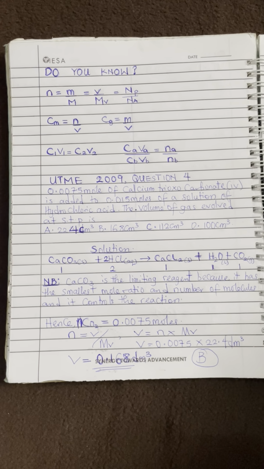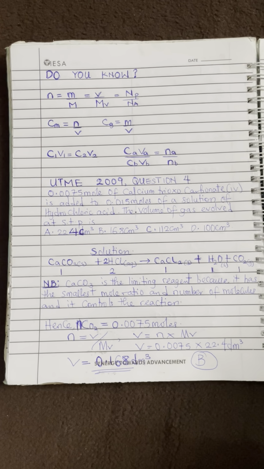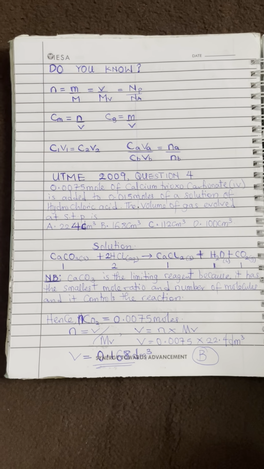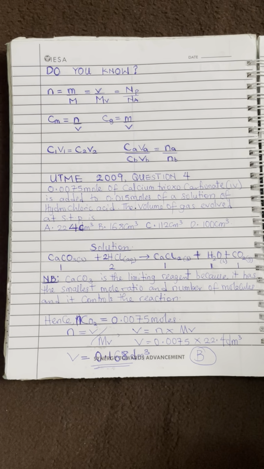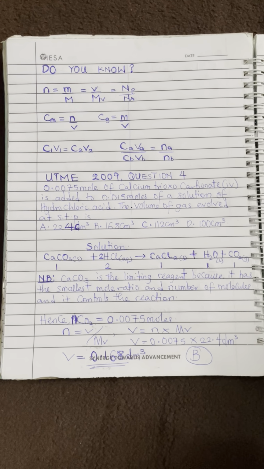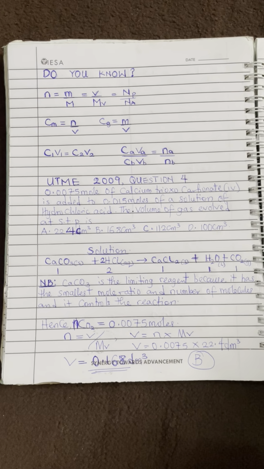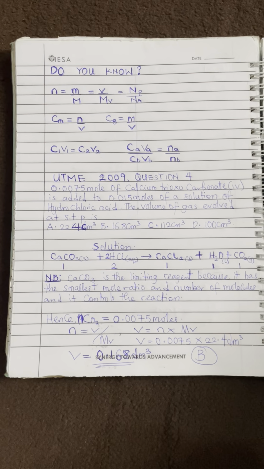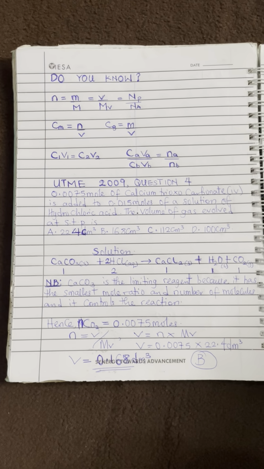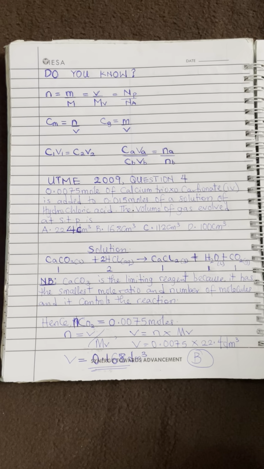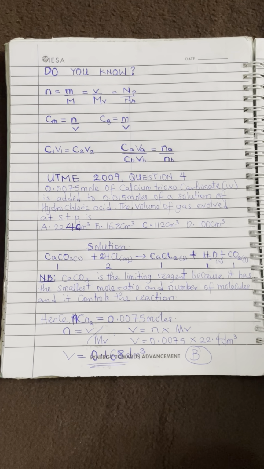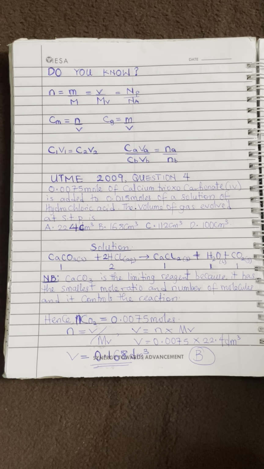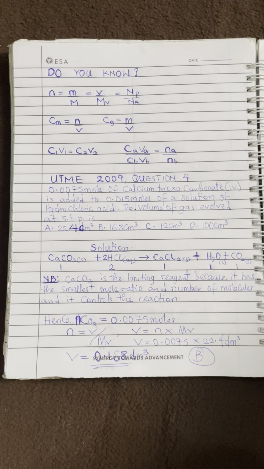When we react calcium trioxocarbonate(IV) with HCl, we have the following products: CaCl2 plus H2O plus CO2. And when we balance the reaction, we can see the related mole ratio, which is 1 to 2 to 1 to 1 to 1. Under stoichiometry, we have two reagents, the limiting reagent and the excess reagent. The limiting reagent has the smallest mole ratio or number of moles, while the excess reagent has the highest mole ratio and number of moles.